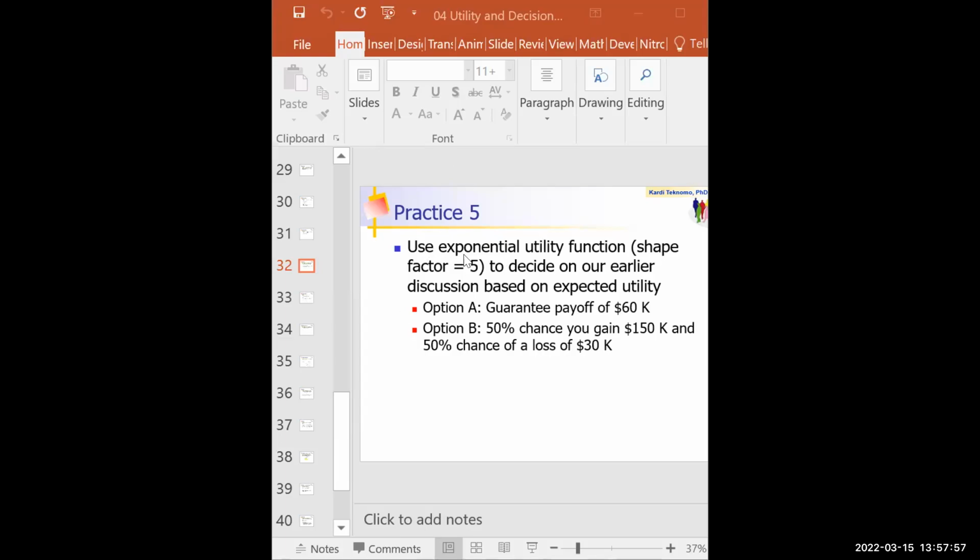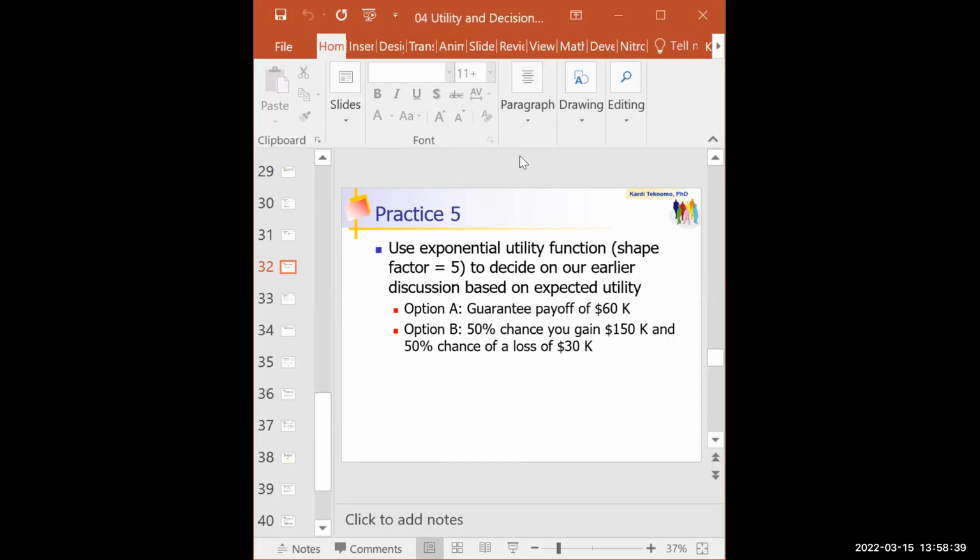So we are given the shape factor, the risk tolerance is already given, which is 5. So use the exponential utility function with shape factor 5 to decide, based on expected utility, following our earlier discussion. For option A, a guaranteed payoff of 60,000. Option B is 50-50 between gaining 150 and losing 30. So the problem is similar, but the utility function is different.